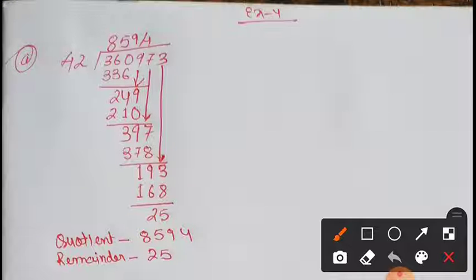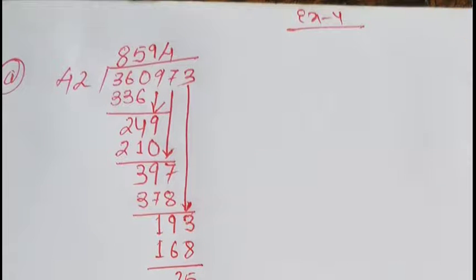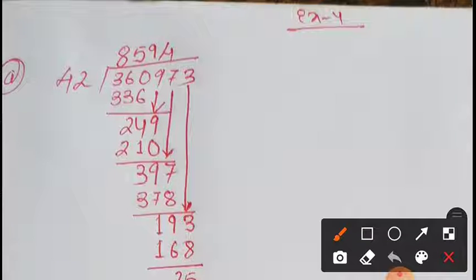If you remember, in division we always try to find a number either equal to the given number, or otherwise a number smaller than the given number. So in the table of 42, you will try to find a number which is either equal to 360 or smaller than 360.